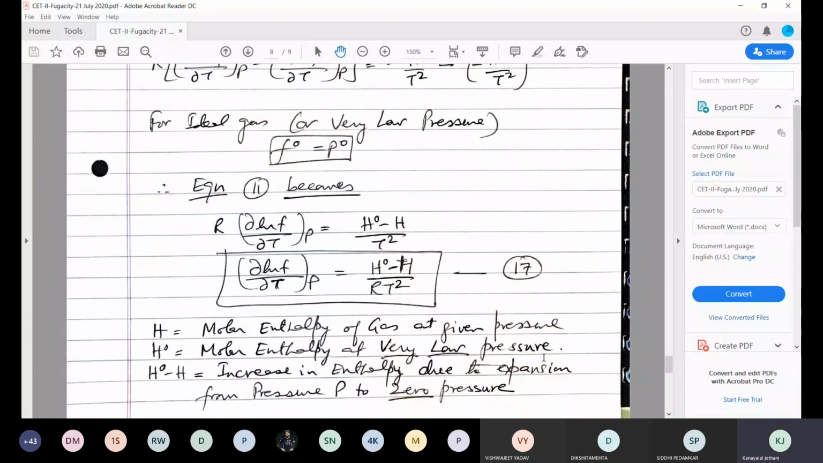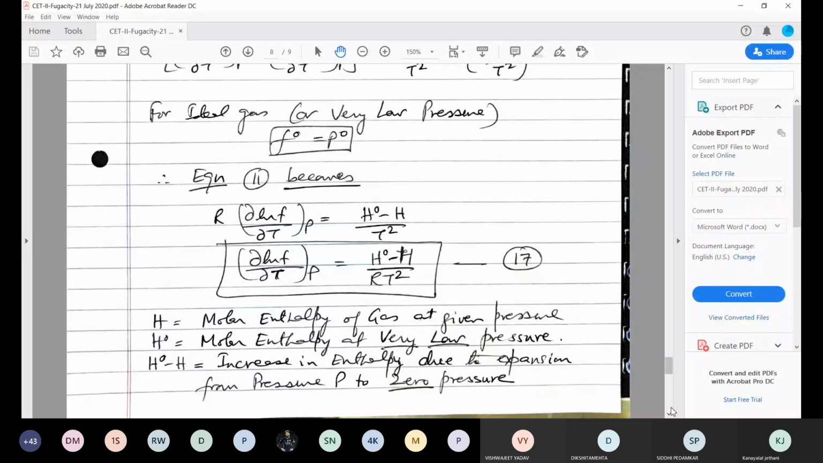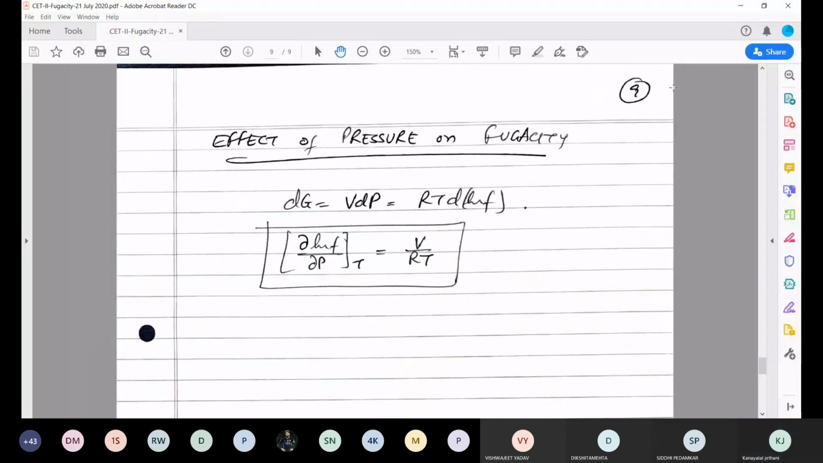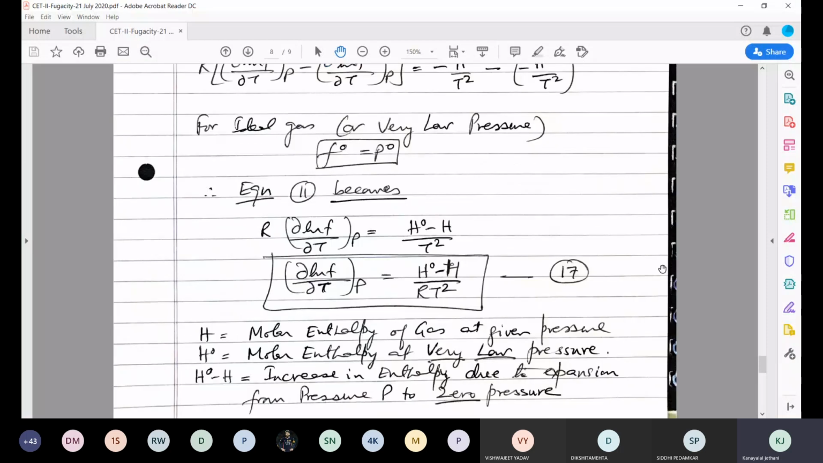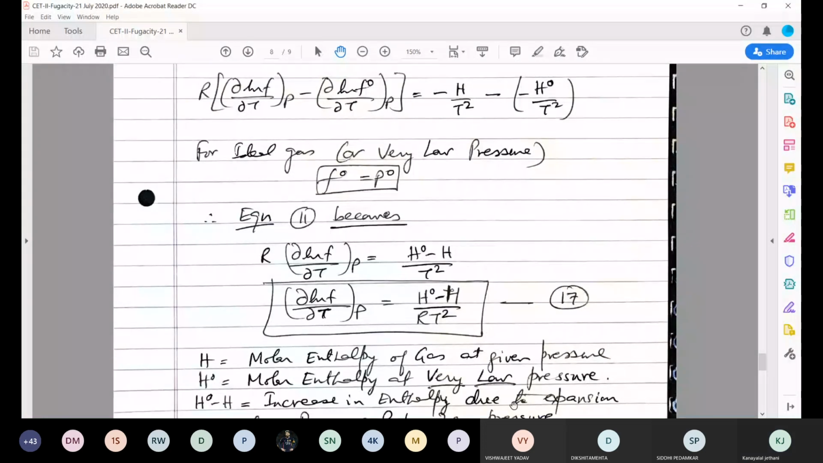Any questions on equation 17? Tomorrow we'll see the effect of pressure on fugacity. अभी है छोटा सा ही, but we'll see tomorrow. Okay. Any questions on this effect of temperature on fugacity? No comments, no difficulties.